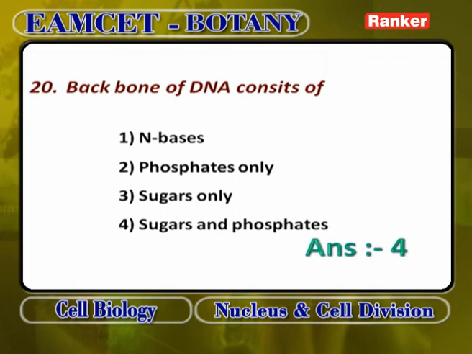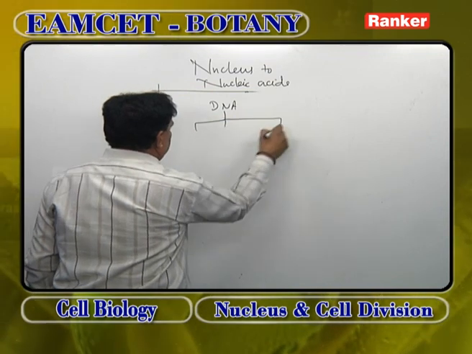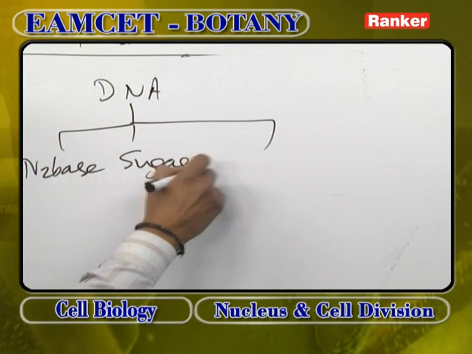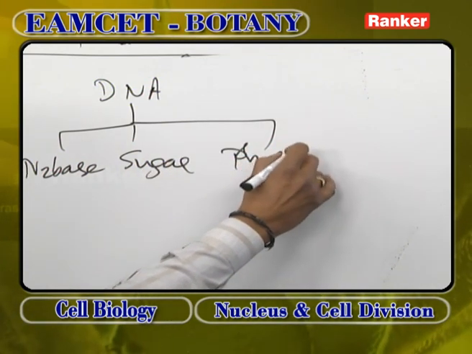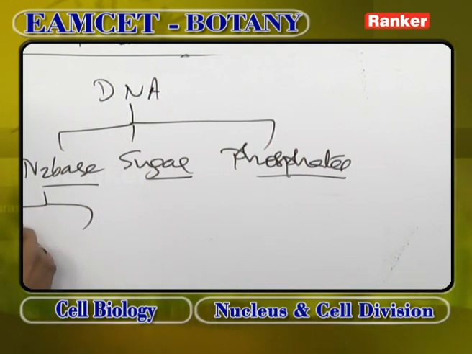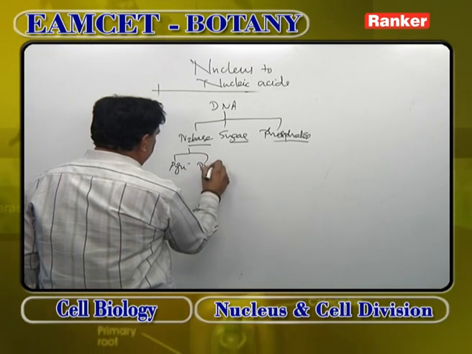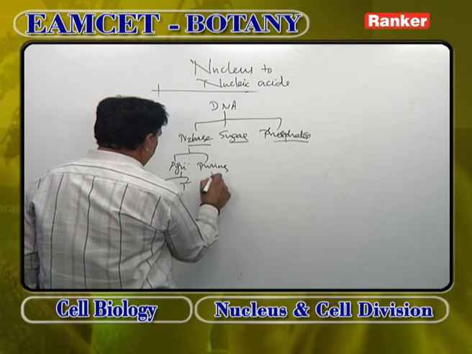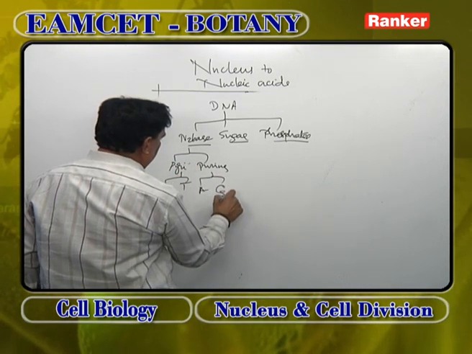Backbone of DNA. Any DNA has 3 parts: nitrogen base, sugar and phosphates. Nitrogen bases are pyrimidines and purines. Pyrimidines are cytosine, thymine. Purines are adenine, guanine.